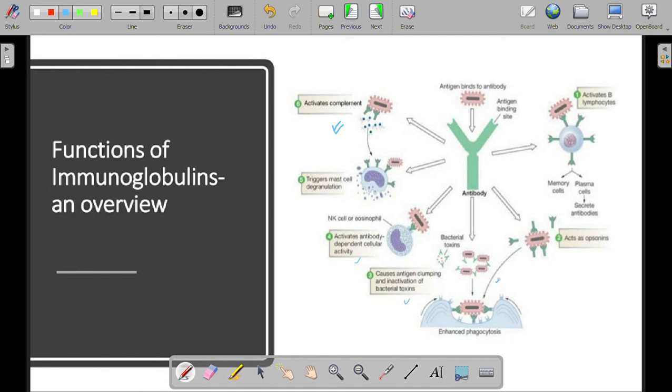There is phagocytosis with the help of the IgG antibody, and there is activation of the B lymphocyte into memory cell and plasma cell. Memory cells are kept for memory for subsequent encounters with the antigen in the future, and the plasma cell secretes antibody. These are called humoral mediated immunity, and opsonization is performed by IgG, along with antigen binding to the antibody. So this is the antigen binding site. This is the heavy chain and this is the light chain. So till now we have discussed this.